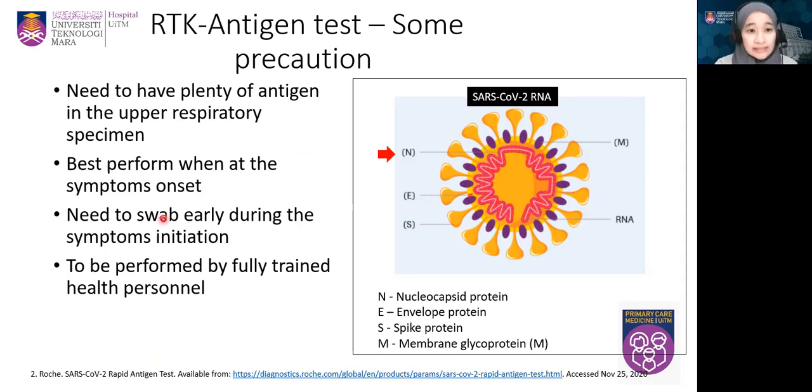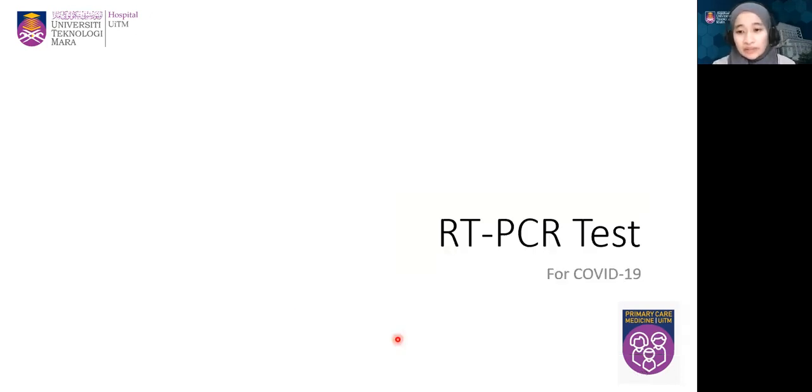Okay, so for the RTK antigen test to be highly sensitive, not 100%, but highly, you need to basically perform the test on the nasopharynx or oropharynx area where there are plenty of virus there. And to have plenty of virus there, the patient must be able to be swabbed at the earliest point when they develop the symptoms. Okay, if the swab is done later, then the sensitivity level will drop. Okay. Now let's go to RT-PCR test.